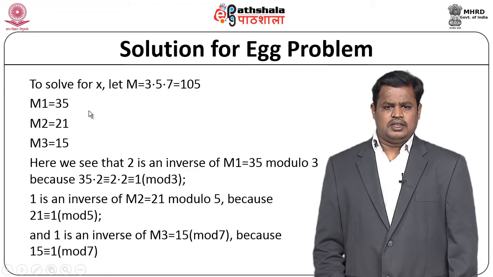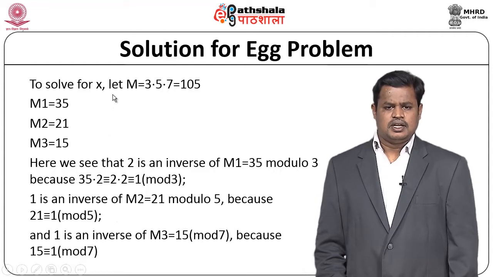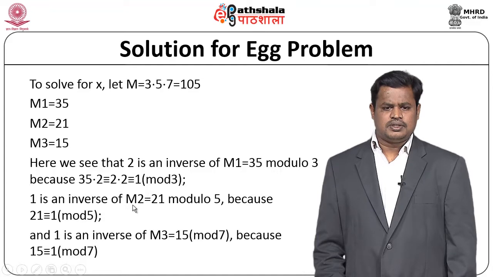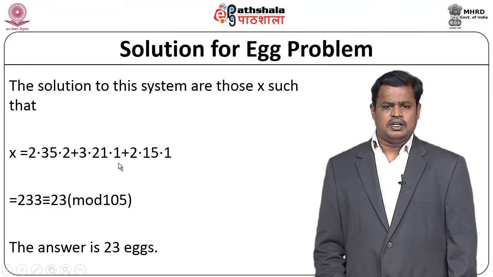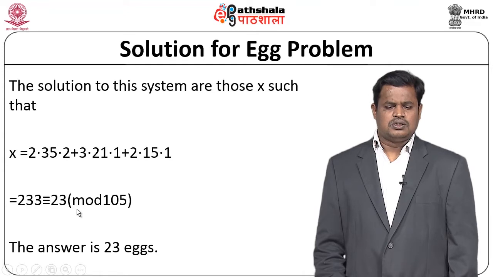So, for the egg problem, again the same steps. Let M be 3, 5 and 7, which is 105, the same value. We get the multiplicative inverses, then substitute the same values here, and the value is mod 105. So, we got 23, the answer: the old lady had 23 eggs.